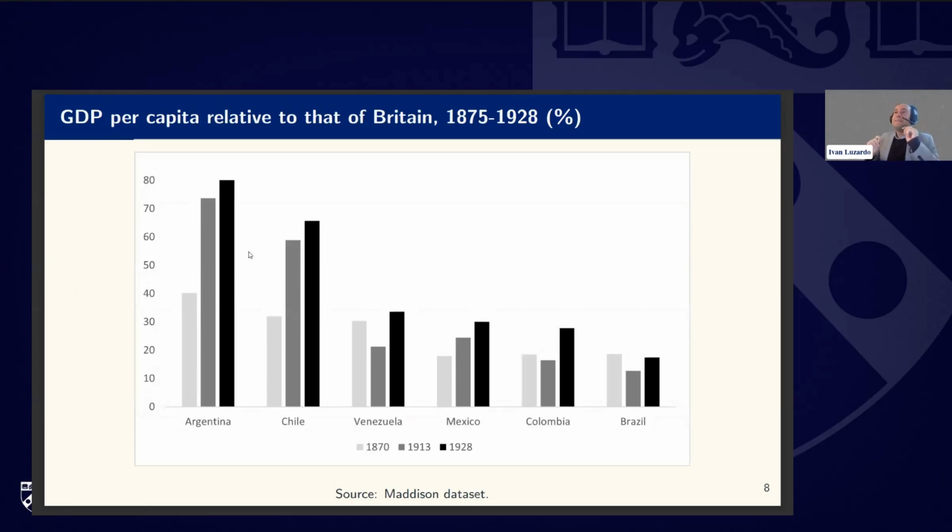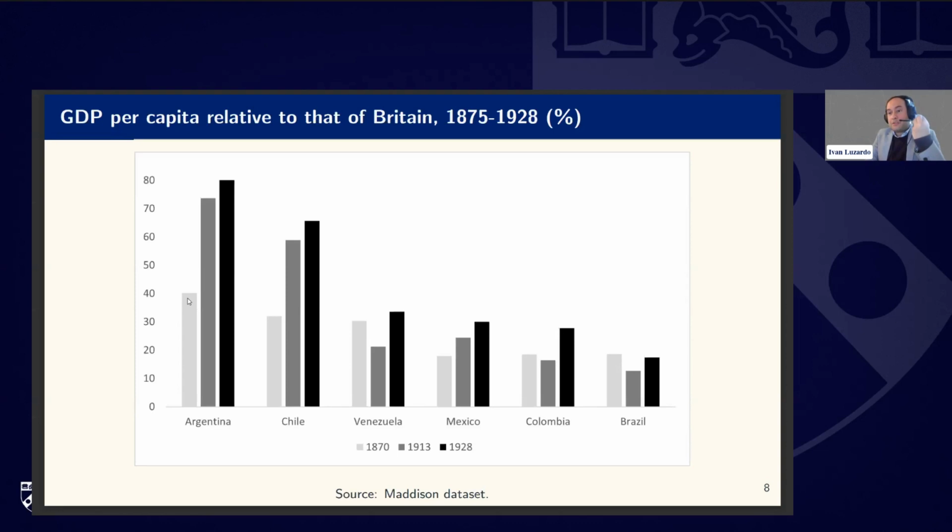Okay, so examining the evolution of Latin American income per capita relative to the industrial leader of the world, which we can assume was Britain. In this figure, I show you the income per capita for these 6 countries in Latin America relative to that of Britain. Basically, what we can see here is that in 1817, Argentina accounted for around 40% of the British GDP.